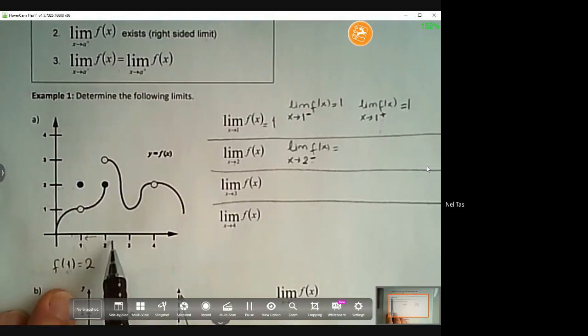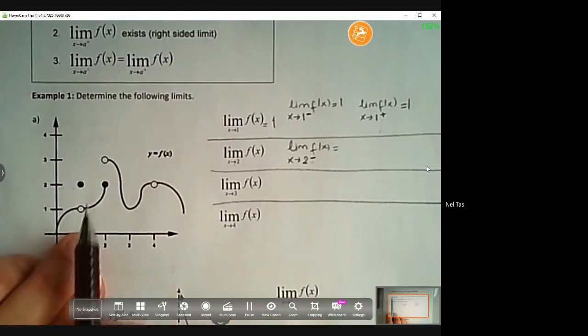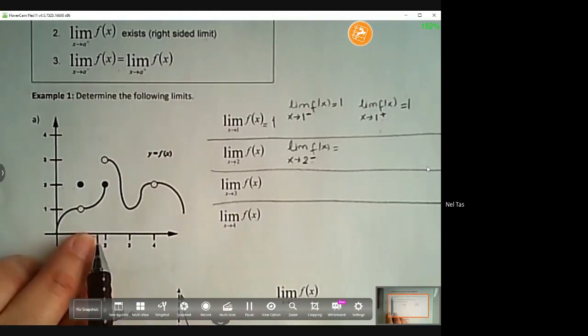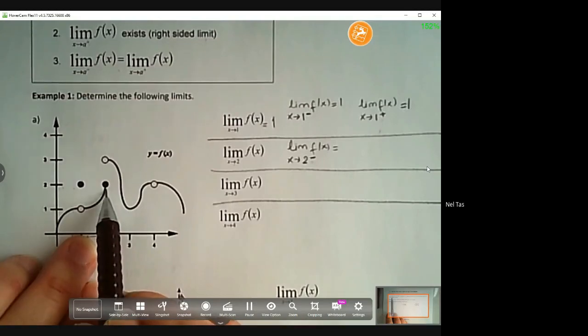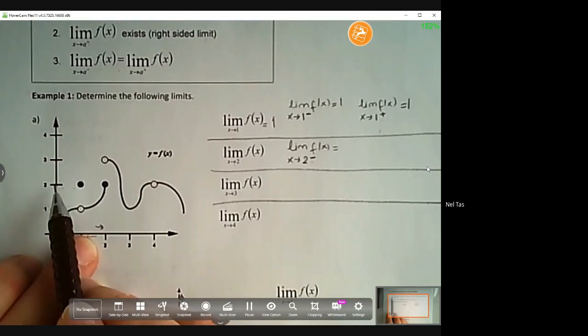So we are looking at 2 now, okay? What is the left side limit? So we are approaching 2 from left. Let's look at what is going on here. We approach 2 from left, and y values are getting, let's say, 1.7, 1.8, 1.9, 1.99. So the limit from left side is 2.